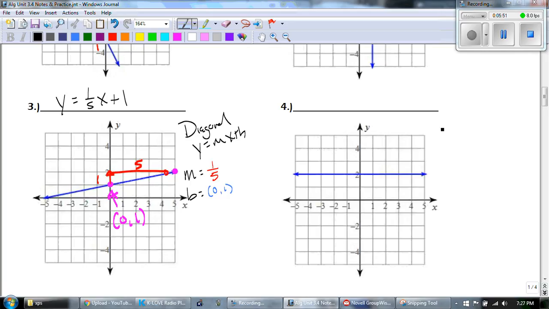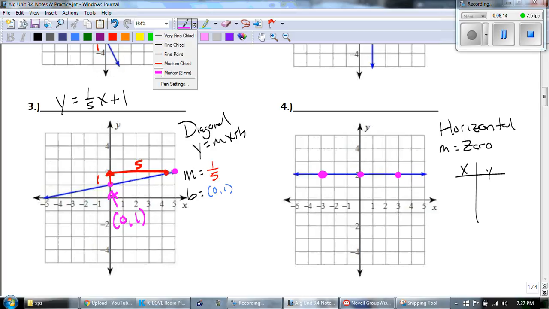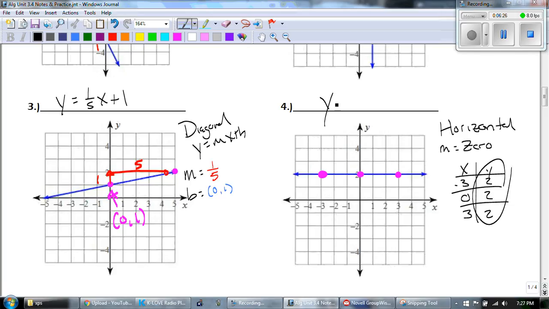All right, number 2. From left to right, it's going from side to side, so this is a horizontal line. My slope is 0. And once again, if you're having trouble figuring out what it is, just go to 2 random points, 3, however many you want. My first point was (-3, 2), (0, 2), and (3, 2). And once again, everything was y equals 2. All right, let's go ahead and flip it over.